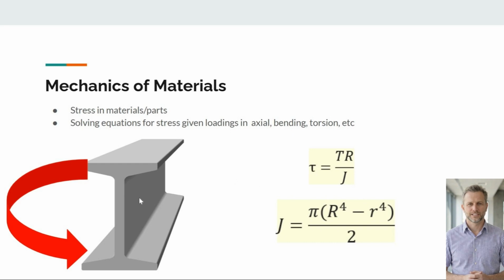In this case, we've got torsion of an I-beam. So you would solve for the torsional stress, which is the torque times the distance to the extreme fiber divided by the polar moment of inertia. And this is the equation for polar moment of inertia, which is basically its resistance to torsion if it's more twisting rather than bending. And that's how you solve for what the stress in the I-beam would be at various points of the cross-section.